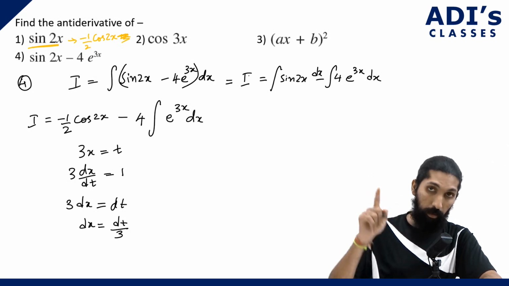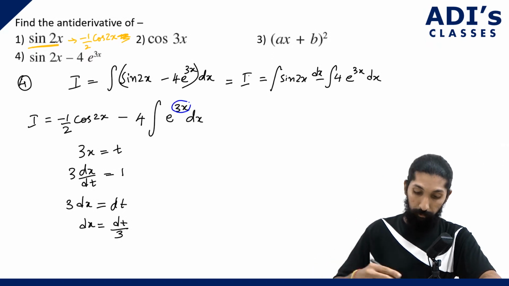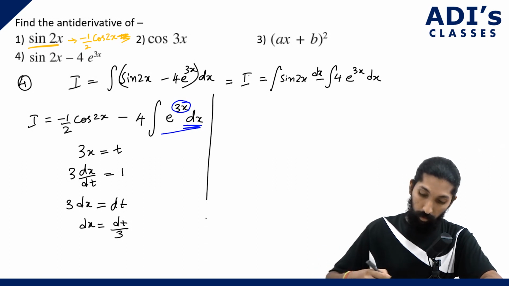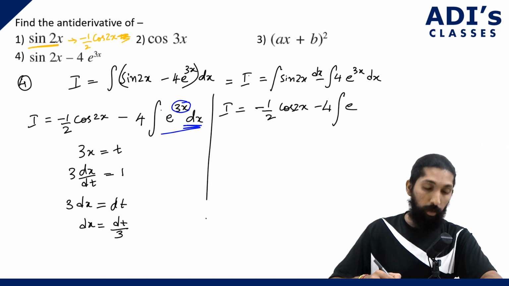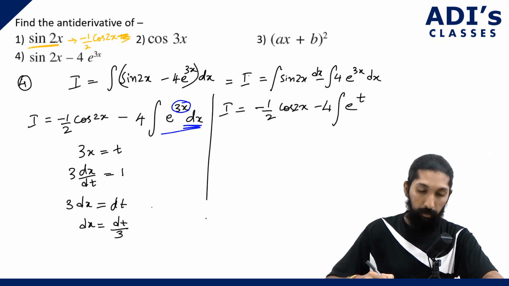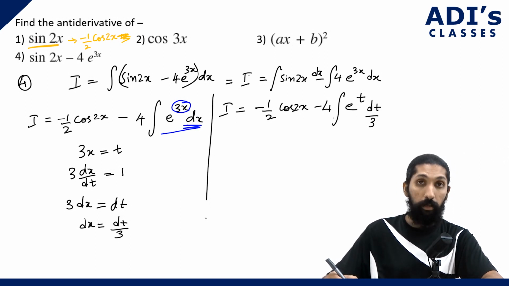Substitute this back in the question, not exactly in the first part of the fourth one, rather the one what we have here. That means substitute that here and here. So what you're going to get now, I is equal to minus half cos 2x, integral of e to the power of what did we substitute 3x as? t. So e power t, what did we substitute dx as? dt divided by 3. Now 1 by 3 is a constant, you can take the 1 by 3 outside.